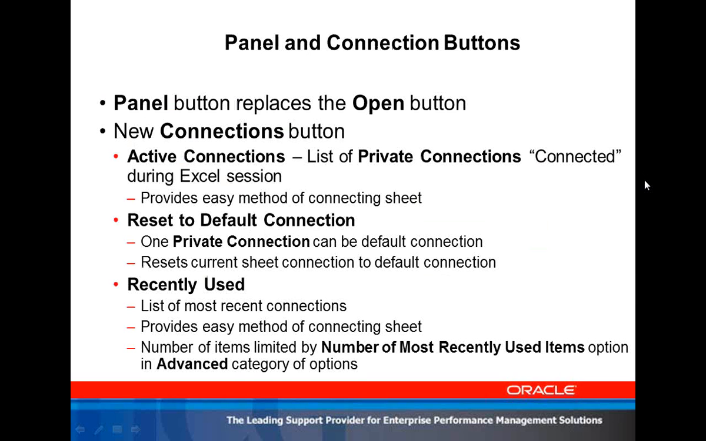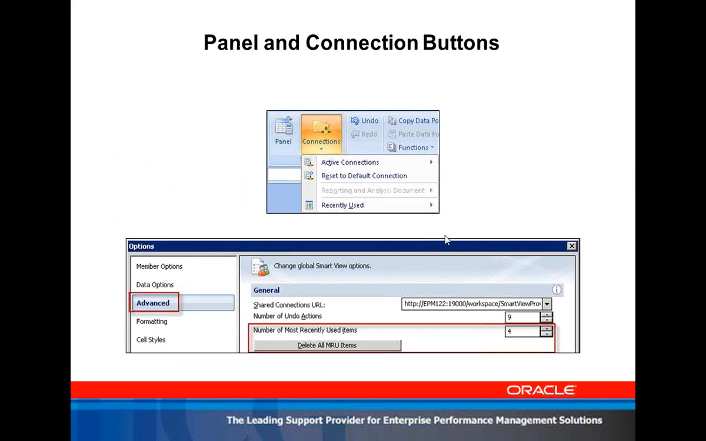Most recently used items also appear in the Smart View panel. So here's the new panel button. Here's the new connections button. And underneath connections, we have 4 choices here. But reporting and analysis doesn't apply to Essbase, so I only talked about active connections, set to default, and recently used. And again, if you select recently used and you want fewer or more items to appear in that list, change this option in the advanced category of options, or delete all of your most recently used items.